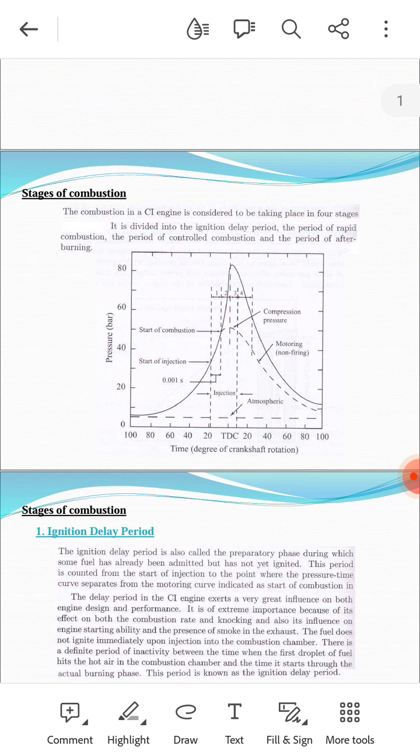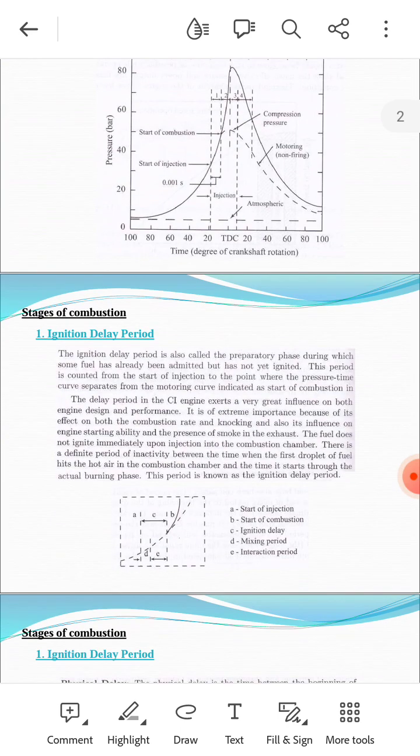The fuel does not ignite immediately upon injection into the combustion chamber. There is a definite period of inactivity between the time when the first droplet of fuel hits the hot air in the combustion chamber and the time it starts the actual burning phase. The period is known as the ignition delay period.